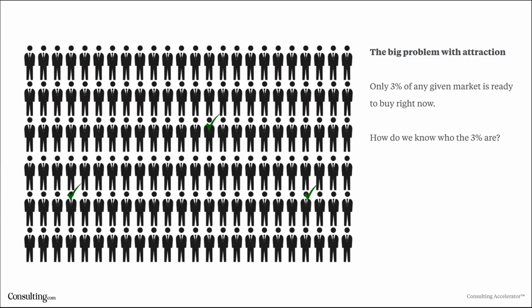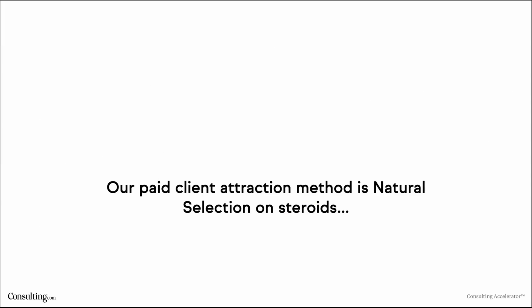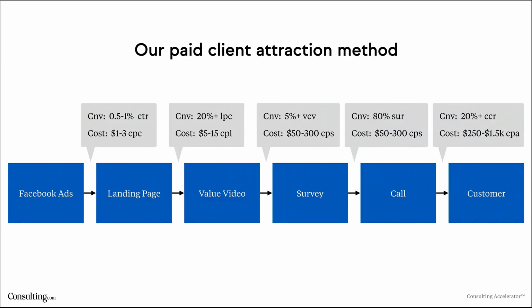And how do we know who these 3% are? Well, we use natural selection, just like the lion does. Our paid client attraction method is natural selection on steroids. Let me show you how this paid client attraction method, which I've just shown you, is just pure natural selection. It's natural selection on steroids.